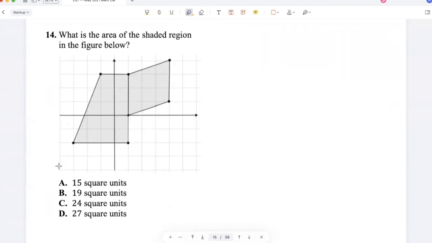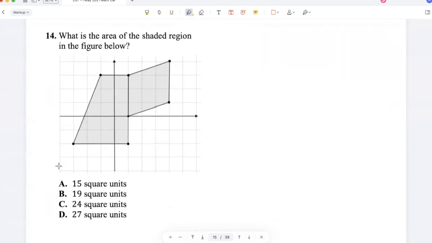What is the area of the shaded region in the figure below? Okay, so this is a trapezium, right? This figure. So this is 2, and this is 4, and the height is 1, 2, 3, 4, 5. The height is 5. So trapezium area would be half sum of parallel sides into height.